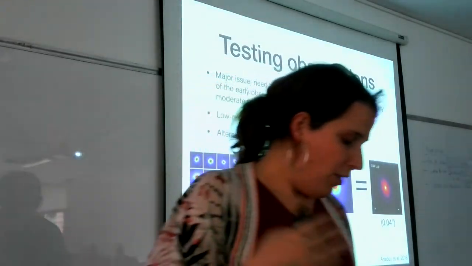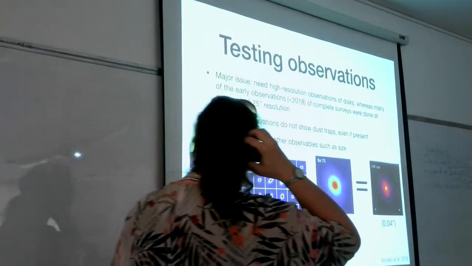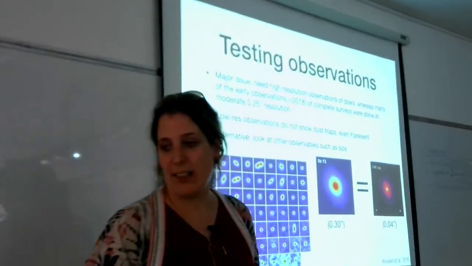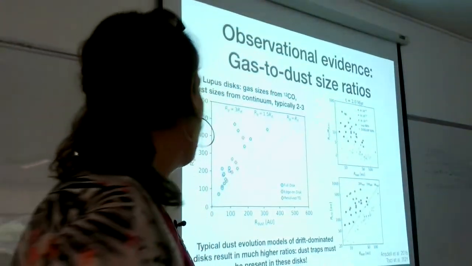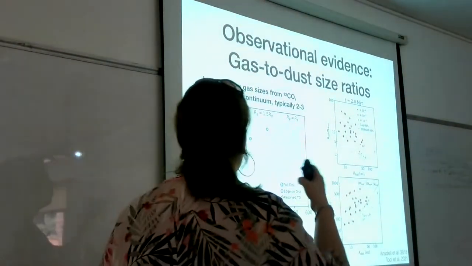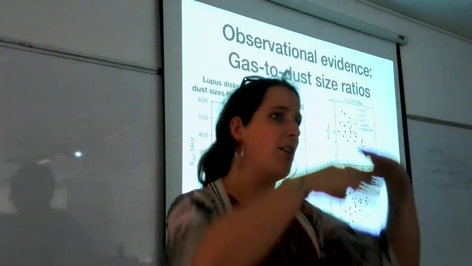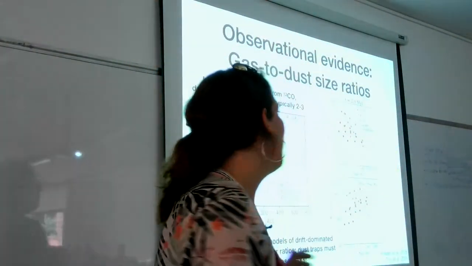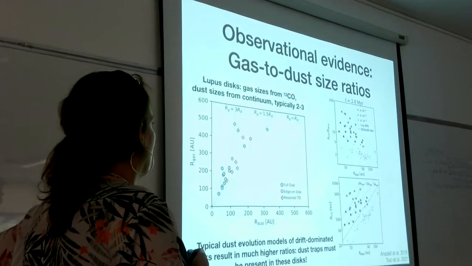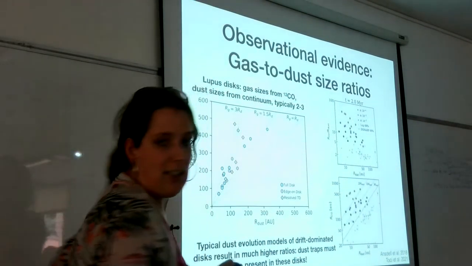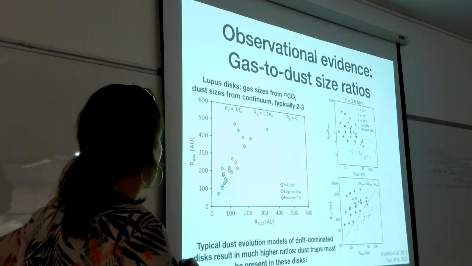So instead of substructure or no substructure, we can also look at other observables in the disk, like the disk size. The clearest example of that is the gas to dust size ratio. I showed you that example of the gas disk being much larger than the millimeter dust disk, but we have more observations where we can make that measurement.